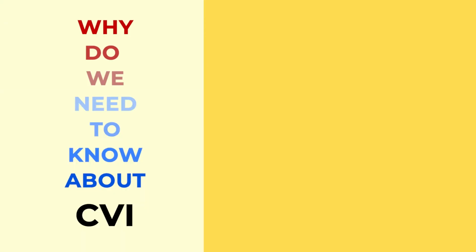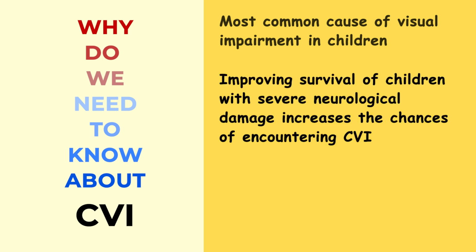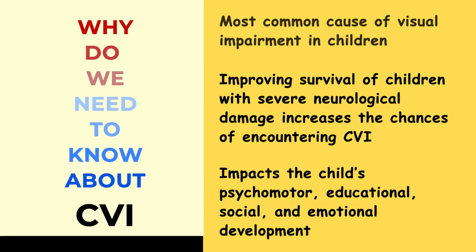Let us first understand why we need to know about CVI. CVI is the most common cause of permanent visual impairment in children. Improved survival of children with severe neurological damage increases the chances of encountering children with CVI. This impacts the child's psychomotor, educational, social, and emotional development.